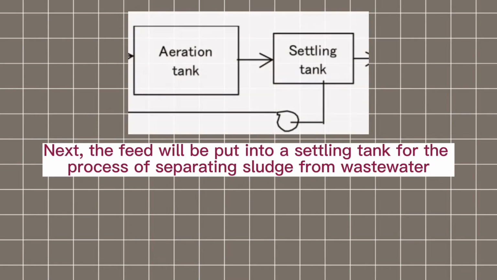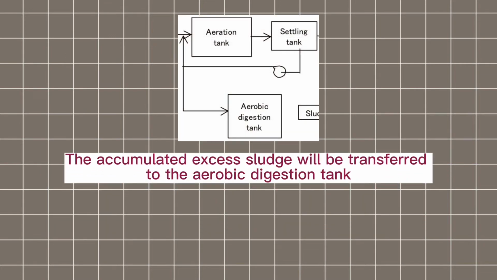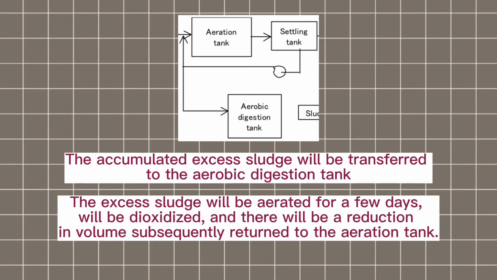Next, the feed will be put into a settling tank for the process of separating sludge from wastewater. This process allows suspended particles to settle out of water or wastewater as it flows slowly through the tank before being sent to the next process. The accumulated excess sludge will be transferred to the aerobic digestion tank. The excess sludge will be aerated for a few days, will be digested, and there will be a reduction in volume, subsequently returned to the aeration tank.